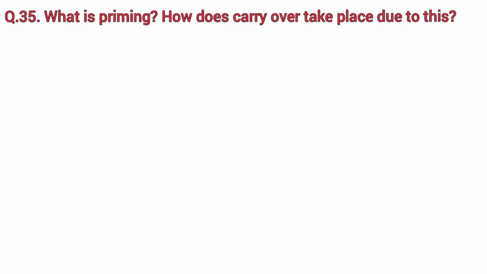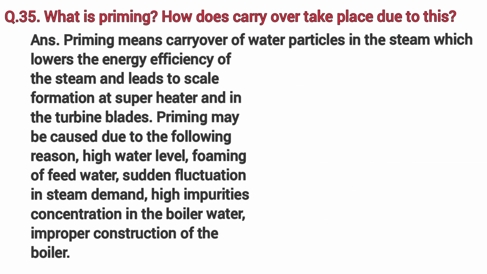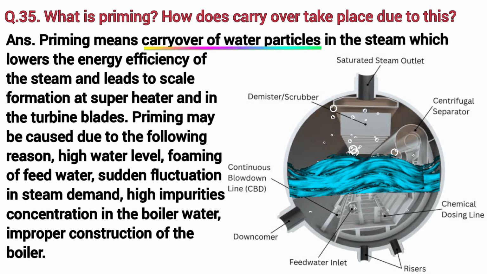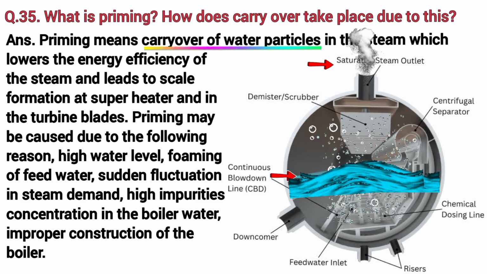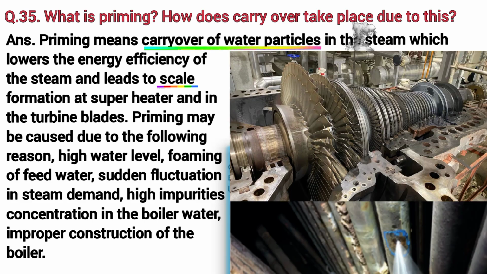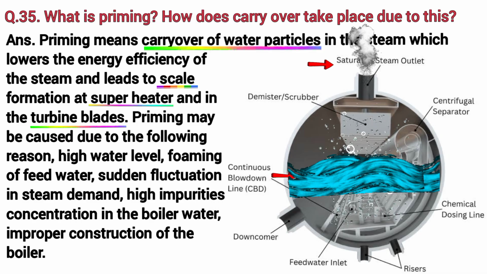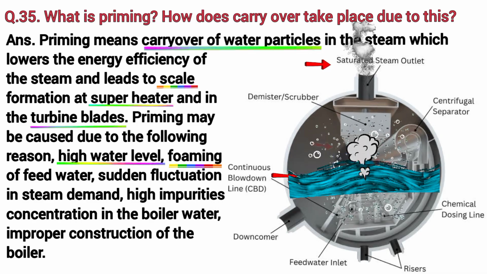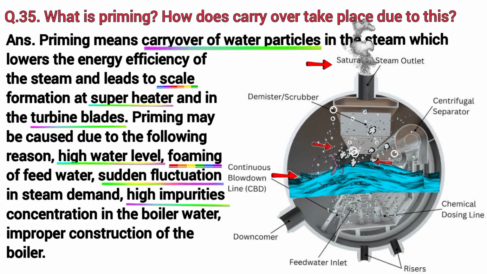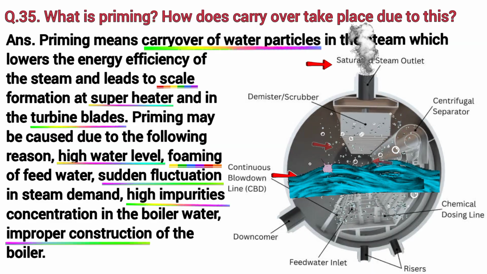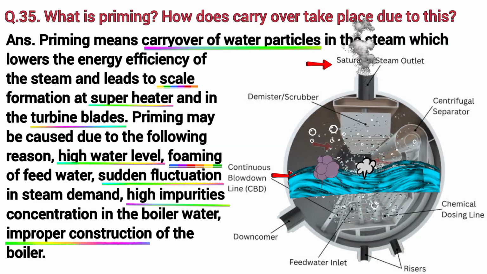What is priming? How does carryover take place due to this? Priming means carryover of water particles in the steam, which lowers the energy efficiency of the steam and leads to scale formation at the superheater and on the turbine blades. Priming may be caused by the following reasons: high water level, foaming of feed water, sudden fluctuation in steam demand, high impurities concentration in the boiler water, improper construction of the boiler.